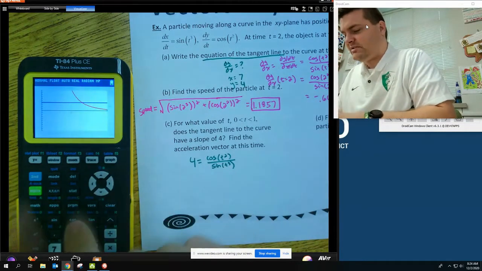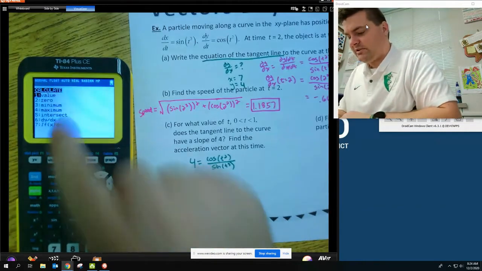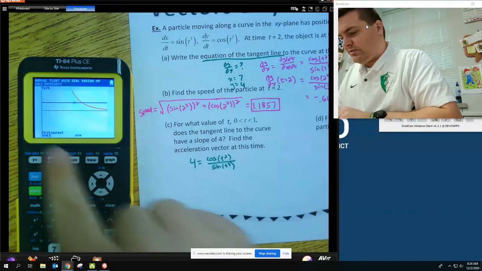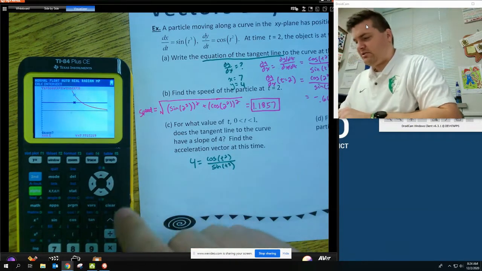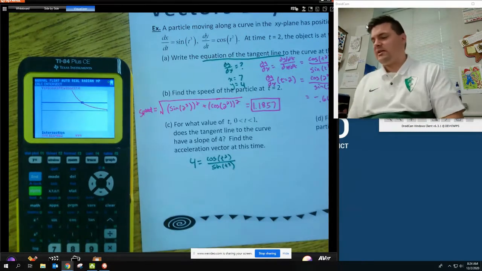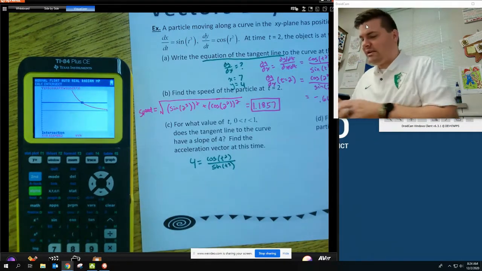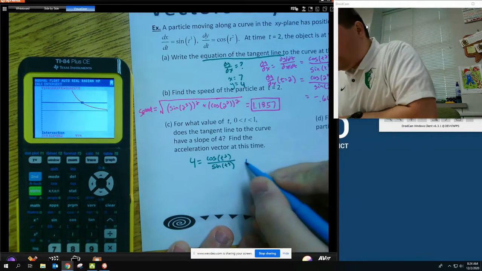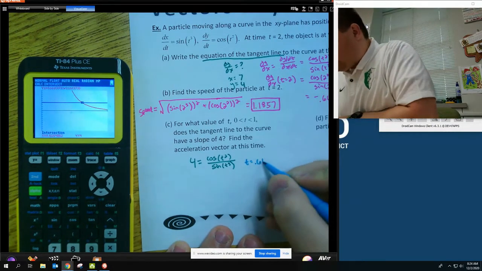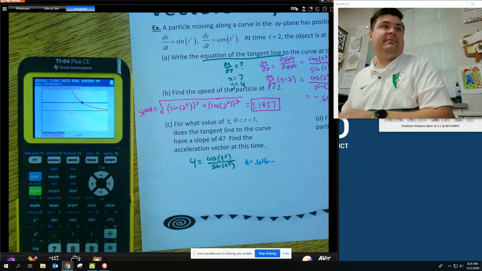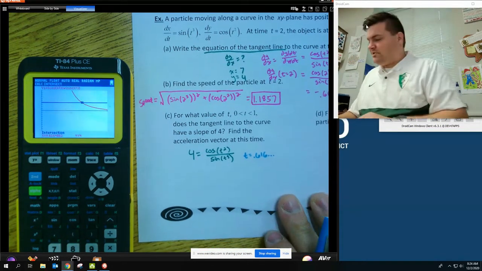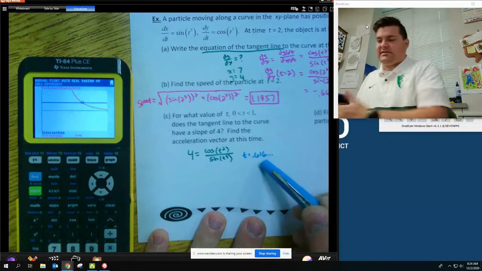Okay, so find the intersection. You hit second trace, pull up this menu, and you want to intersect, choice 5. Answer the three questions. First curve is blue, second curve is red. You can guess. It doesn't matter if it intersects once, so you can just hit enter again. And then, kablamo, you get t equals 0.616. Okay. I'm going to use all these digits, though, as I go ahead and find the acceleration.